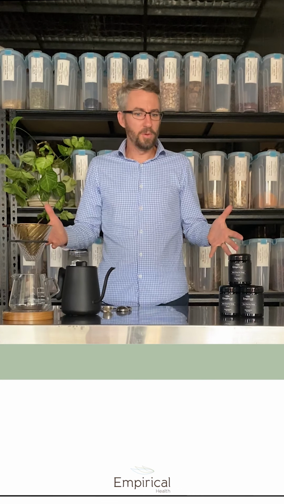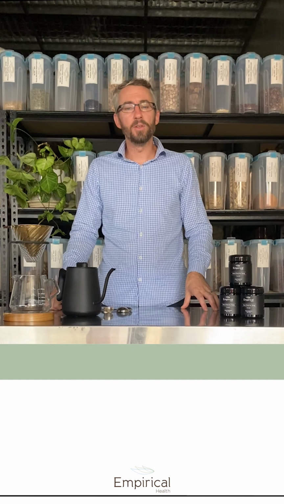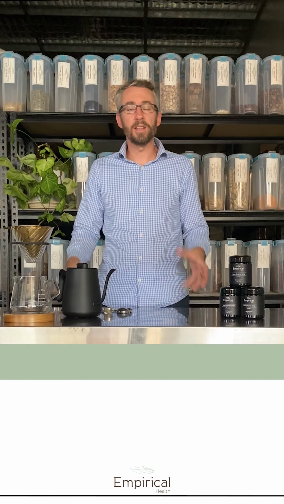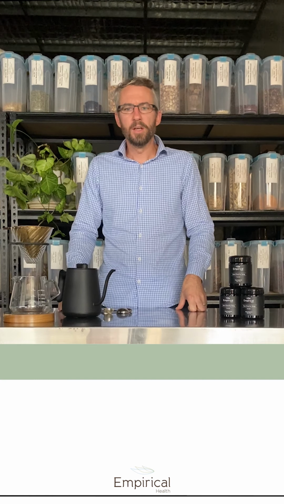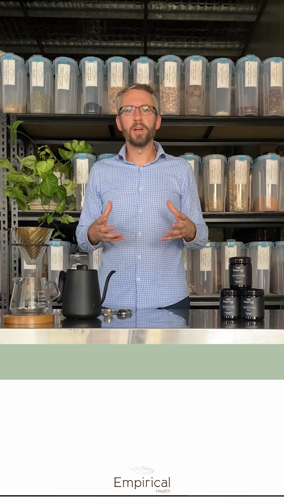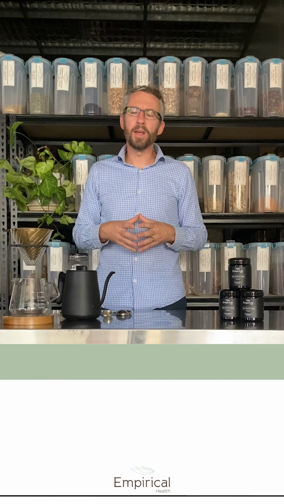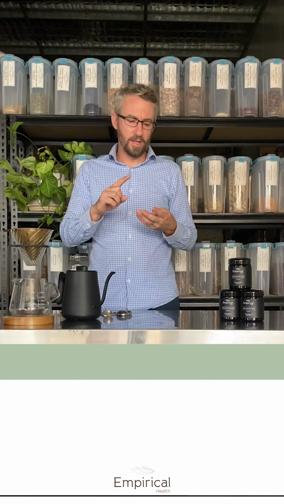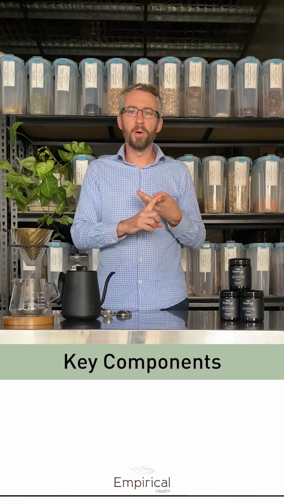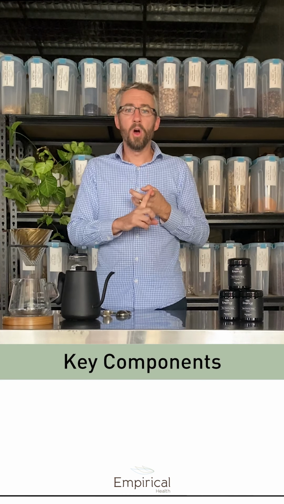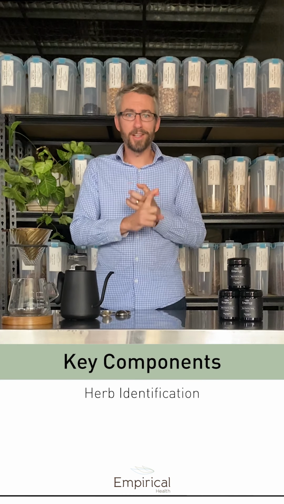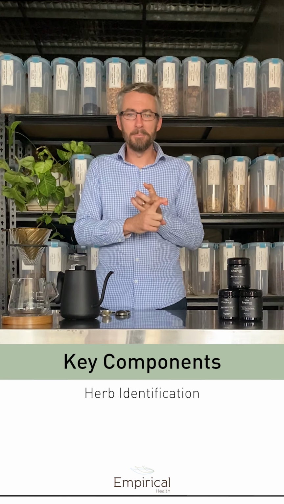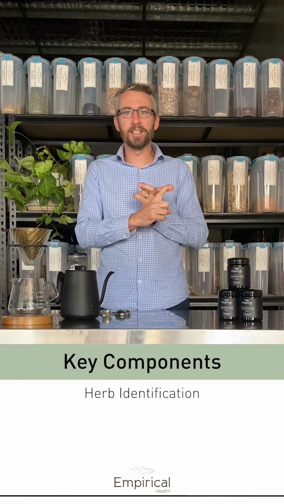We wanted to do a video to explain some of the methods that can be used in Chinese medicine to get the most out of the formulas. There's many ways of administering a formula, but the most important thing we feel at Empirical Health is that we have a few key components. So the first is herb identification. The correct herb identification is absolutely important. You wouldn't believe how many times people get this actually wrong.